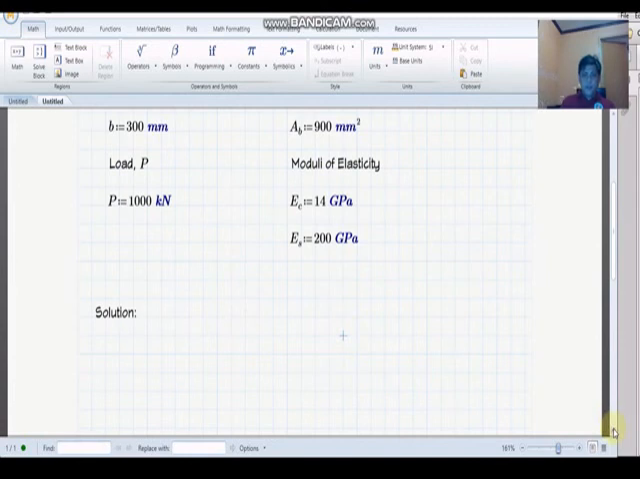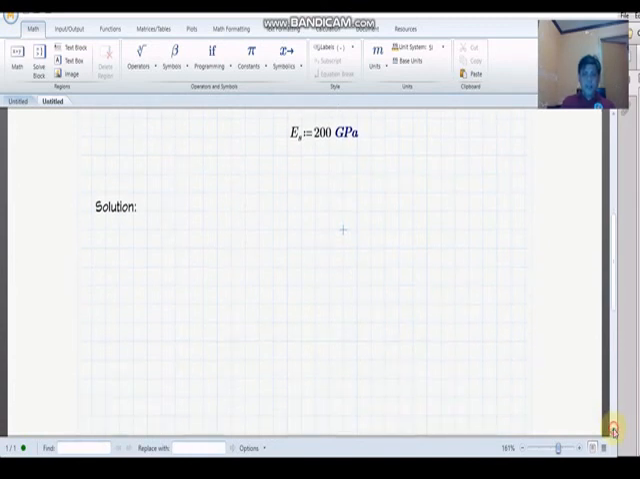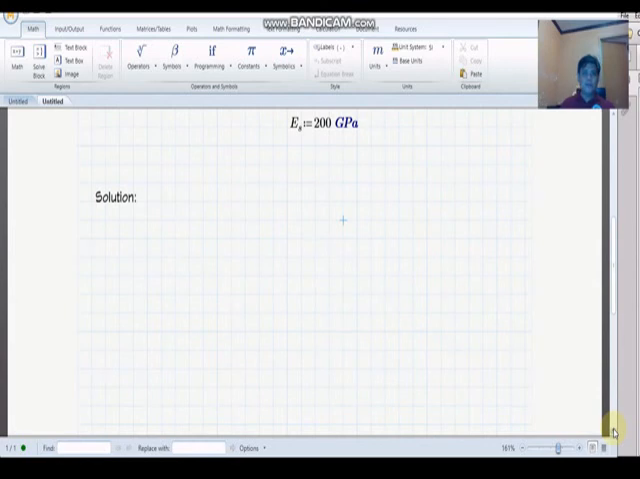So let's recall now the steps in solving statically indeterminate problems. The first step is to determine the equilibrium equations. But to do that, you need to have the free body diagram. It is a must. Not only for this type of problem, but for all problems in engineering, you need to have the free body diagram, especially in mechanics. So I already have a prepared FBD here, so I'll just insert it.